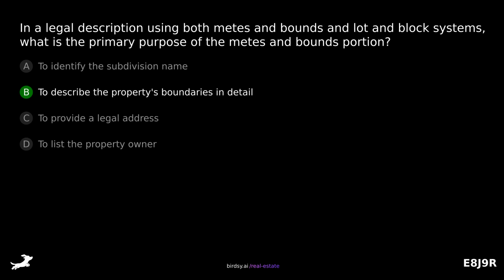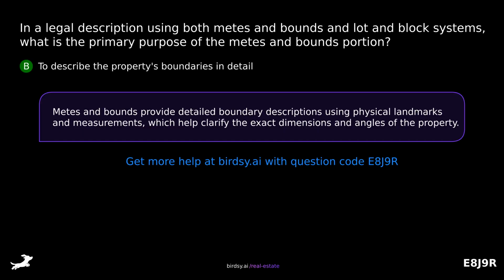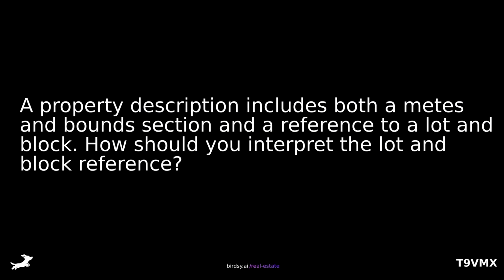The answer is B, to describe the property's boundaries in detail. Metes and bounds provide detailed boundary descriptions using physical landmarks and measurements, which help clarify the exact dimensions and angles of the property. A property description includes both a metes and bounds section and a reference to a lot and block. How should you interpret the lot and block reference?